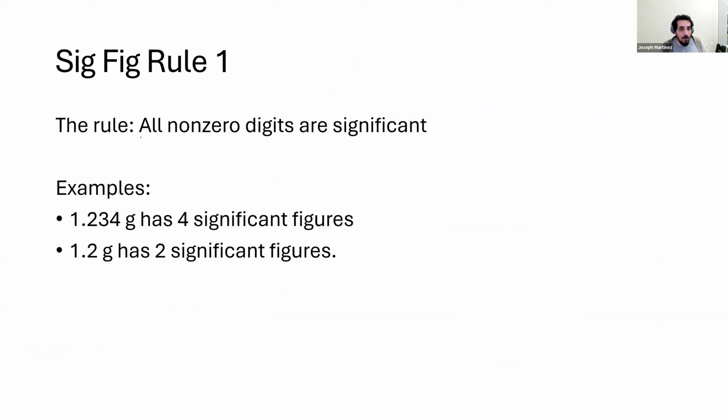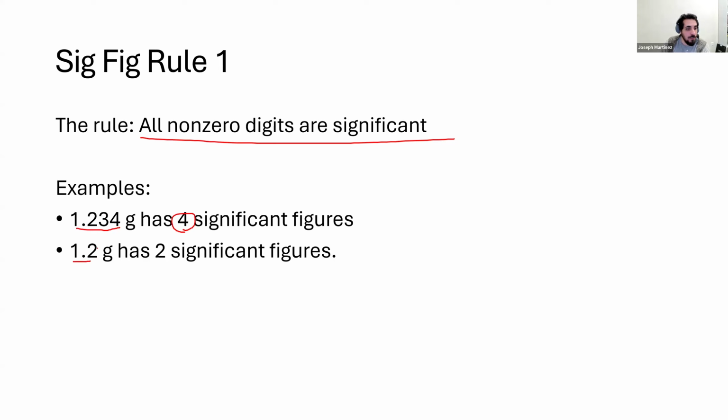And first rule is that all non-zero digits are going to be significant. This is always true. Anytime you have a non-zero number in a measurement, that is a significant number. So when we look at these two examples, 1.234, right? These are all non-zero numbers. And since they're all non-zero numbers, that means they're all significant. We have 4 of these significant digits, these significant figures.